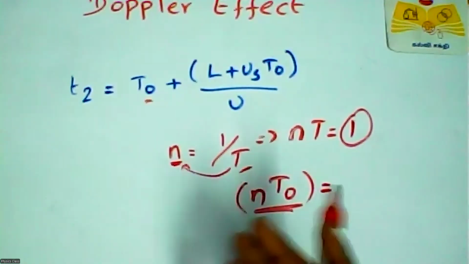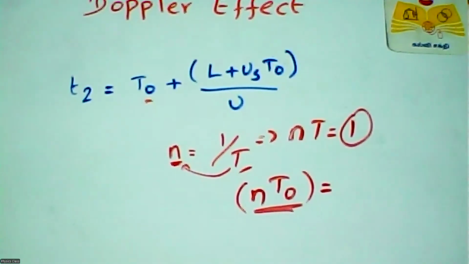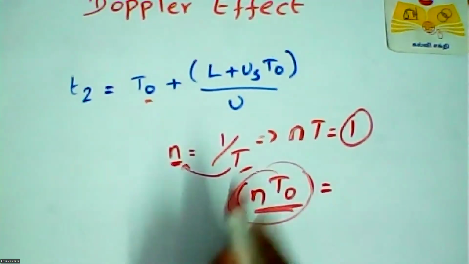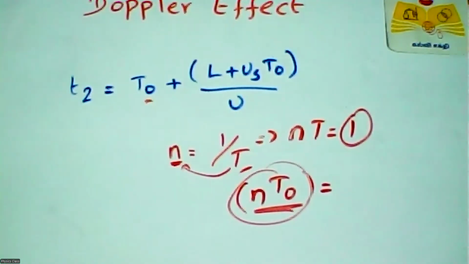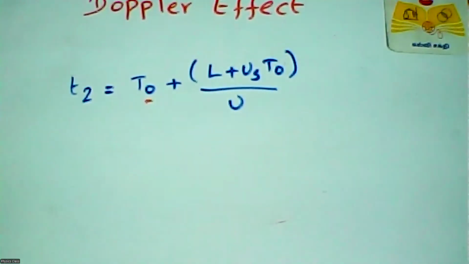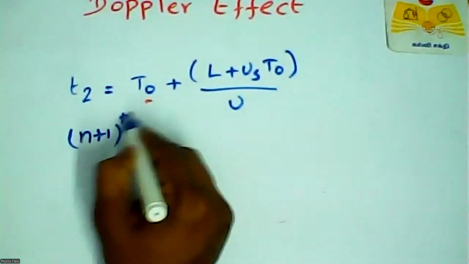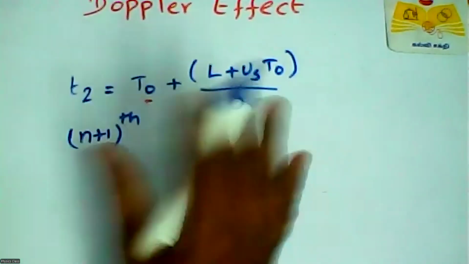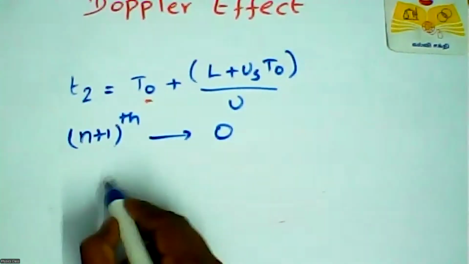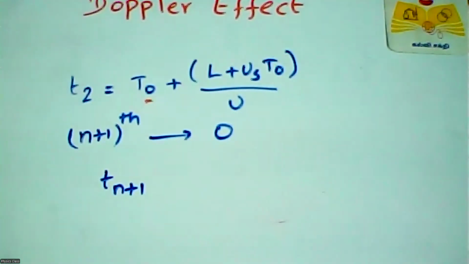So the source produces its n plus 1 crest at time t1, when the source is at rest at S1. At time t2, the source is at some other position S2. In that position the sound source produces the second crest. But in terms of n into t, there will be many vibrations or many crests. So the source produces the n plus 1 crest, and it reaches the observer at a time. In that case, for the n plus 1th crest produced by the sound source, it takes some time to reach the observer. So that time is denoted by t n plus 1.